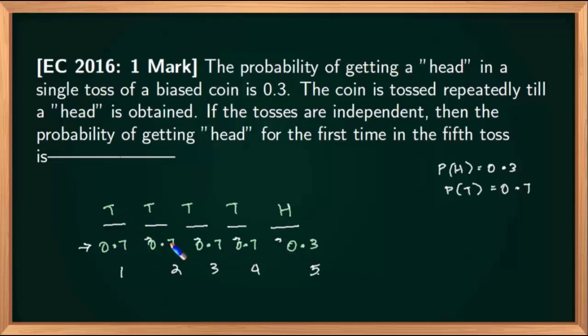Since these events are independent, and the probability of getting a tail is 0.7, the probability of getting tail in the first and second will be the multiplication of these two things. Getting a tail in the first three tosses will again be a multiplication of these three things, which means that I have to multiply all these things to get this particular sequence: tail, tail, tail, tail, and a head. So when I multiply this, I'll be getting the final answer, which is 0.072. So this is the required answer. The probability of getting head for the first time in the fifth toss will be 0.072.